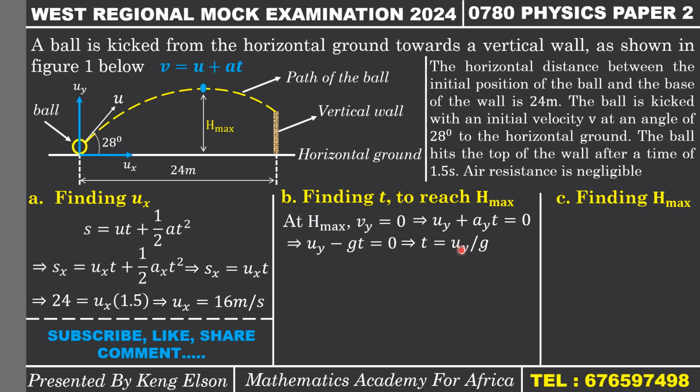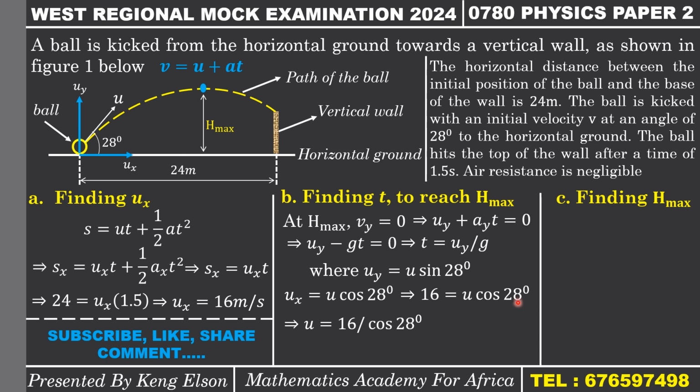Now, how do I get this initial velocity? If I resolve the components of this initial velocity, I'm going to have that uy is u sine 28 degrees, while ux is u cos 28 degrees. So our uy is equal to u sine 28 degrees, having that ux is equal to u cos 28 degrees, right? It therefore means that our 16 meters per second will be equal to u cos 28 degrees.